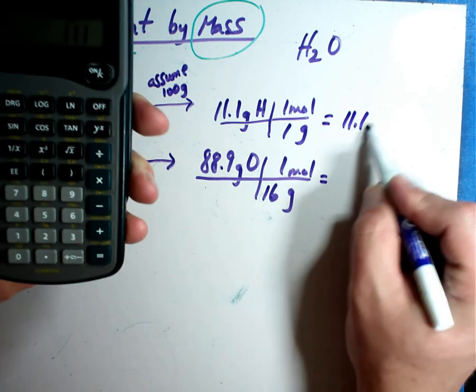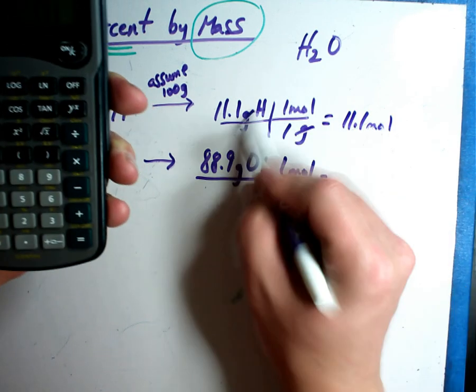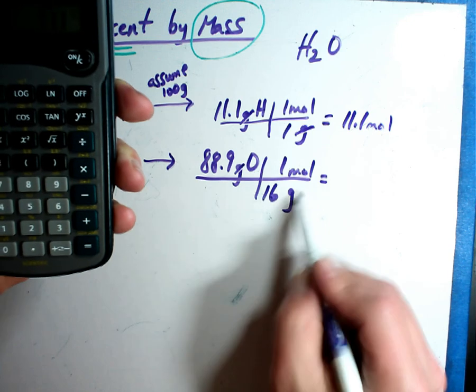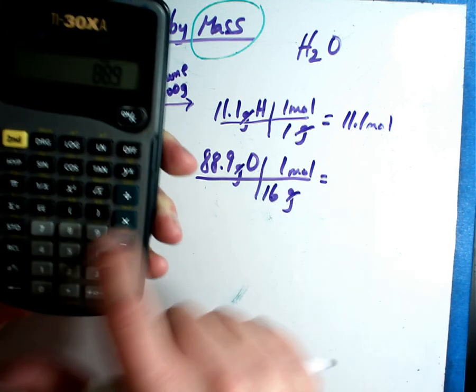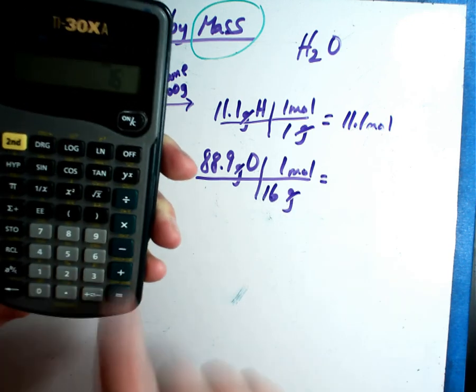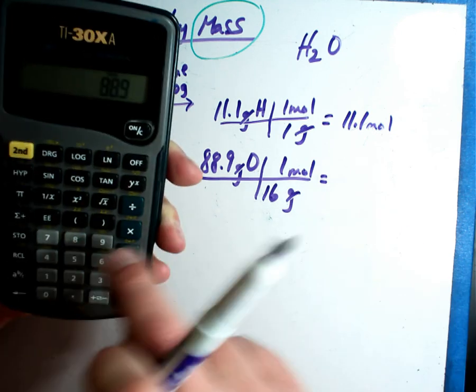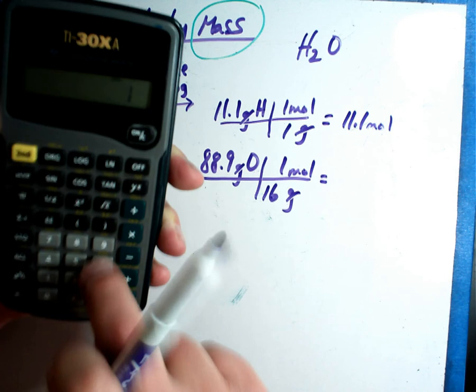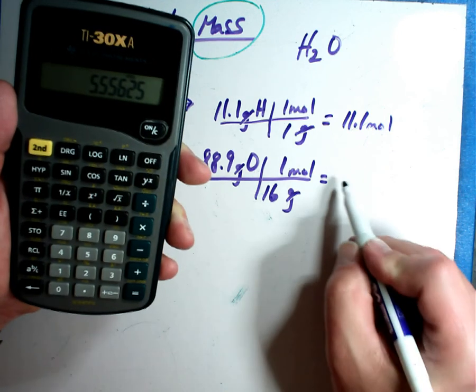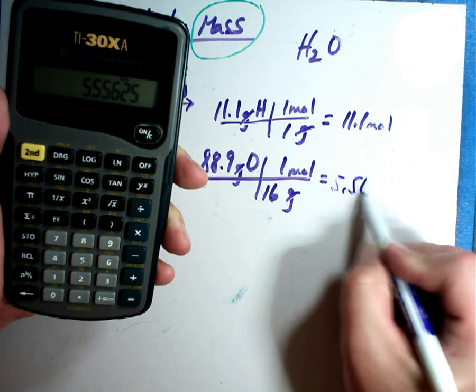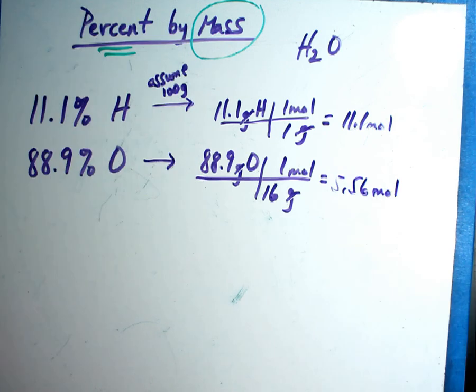And moles, because the G goes away. So does this one. 88.9 divided by 16 is 5.56 moles. And there's my answer.